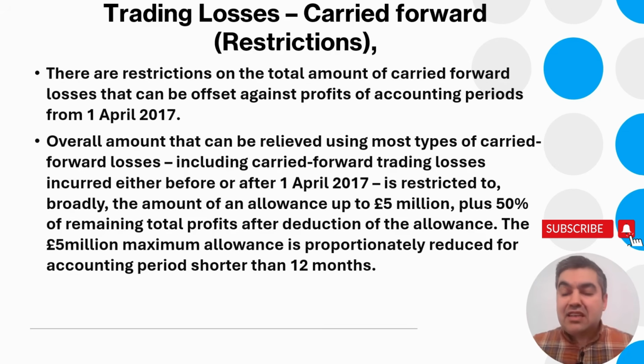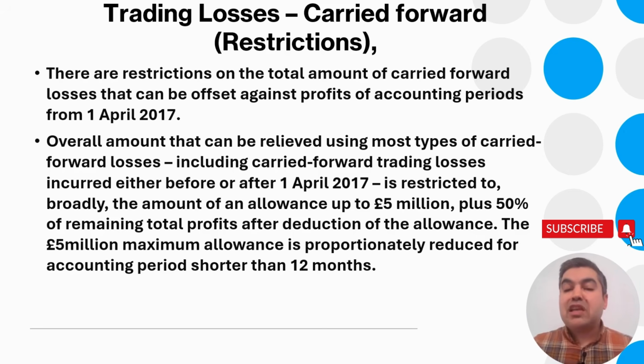Now, as we stated on the previous slide, the losses can be carried forward and set against the total profit of the company if the losses arise post 1st April 2017. However, there is a restriction on the amount. There is a restriction on the total amount of carried forward losses that can be offset against the profit of the accounting period from 1st April 2017. There was no such restriction in the past. However, the legislation introduced such a restriction after 1st April 2017.